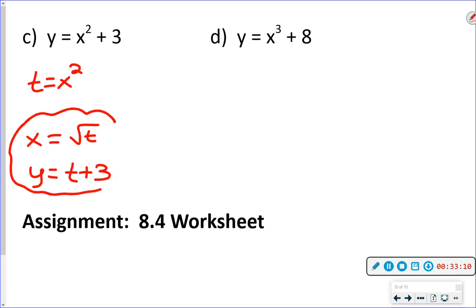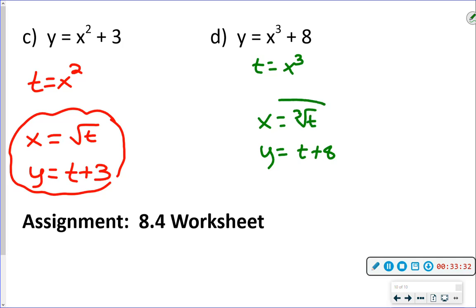Okay. I'll do the next one right now. We'll switch to green for fun. All right, so what are you doing on this one? You're letting t equal... I like it. So the y one's super easy. What's your y equation? t plus 8. Cube root of t. Okay. We're done. We're done. Yay. Okay. Any questions on that?